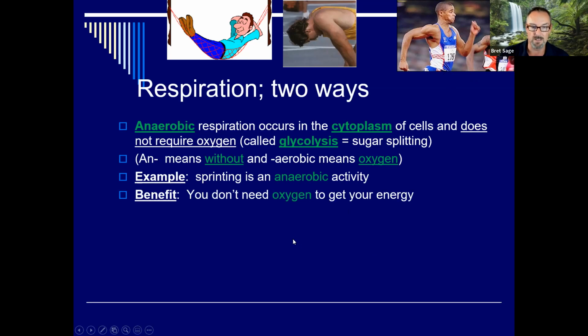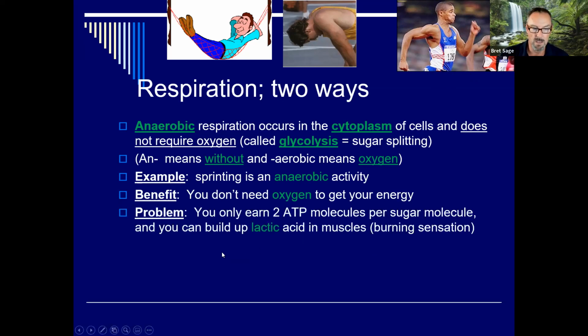What is the upside of this? Well, you don't have to have oxygen. If they are trying to generate energy and there's not enough oxygen in their cells, they can still keep going for a little while, enough to win the race or escape an animal that's chasing potentially. All right, what's the downside? Well, you only earn 2 ATP molecules per sugar, which is a really terrible yield, but it's better than none.